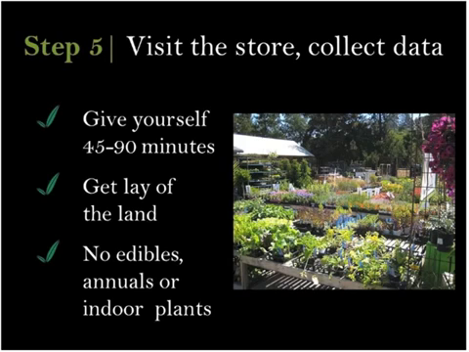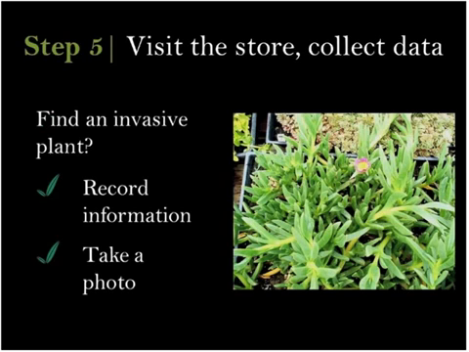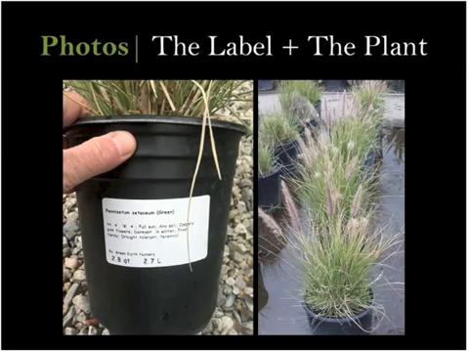Now, what to do if you find an invasive? First thing you want to do is record all the available information on the survey form, like I showed you earlier. And next, you want to take a photo of the plant. And we ask that you take at least 2 photos, and more is definitely welcome. The first photo is a close-up of the plant label, and then one of the plant itself.